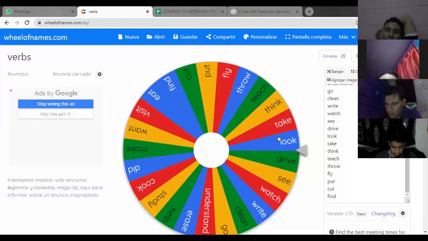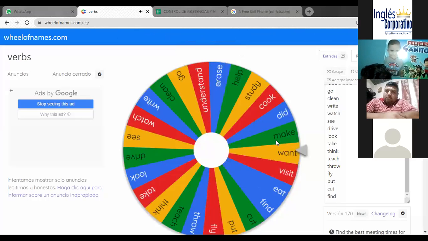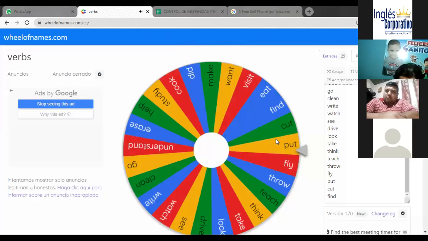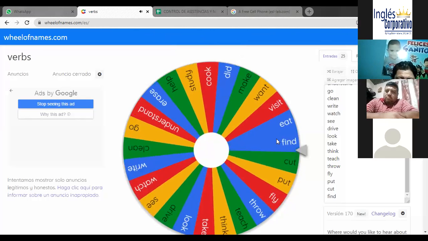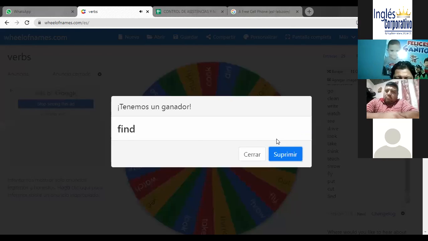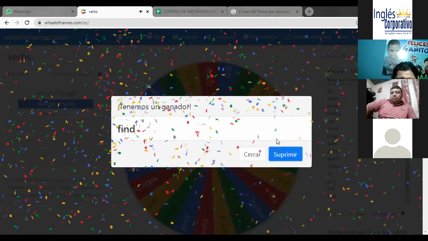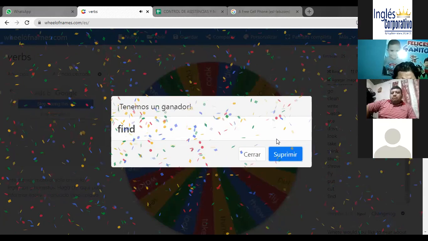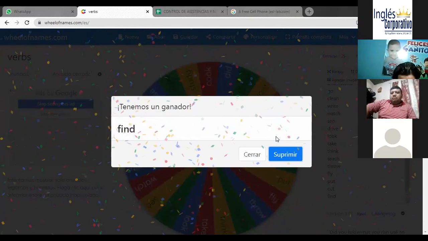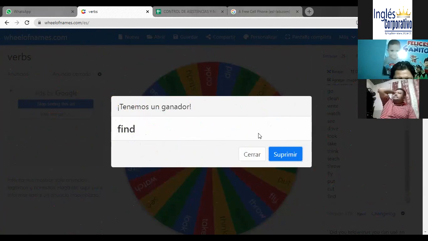Now, let's do it as a class, okay? The next verb is find. What is the past of find? Found. Excellent. Yes. The past of find is found. Any sentence?